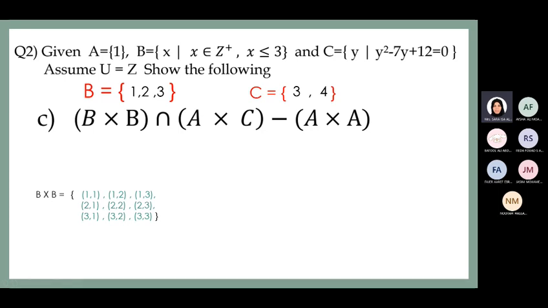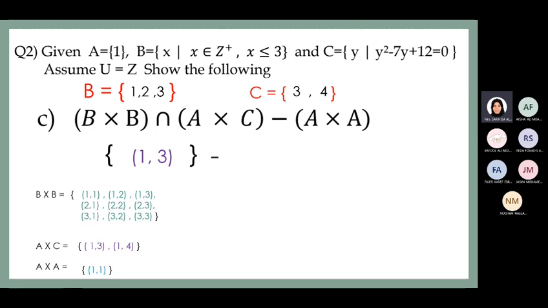When I say A cross C, A has 1 and C has 2 elements, so I get 1 3 and 1 4. A cross A means A with itself, so there is only one pair, which is 1 1. Now we apply intersection and remove. What is common between B cross B and A cross C? What is common between them? Only 1 3. So the result will be the set that contains the pair 1 3.